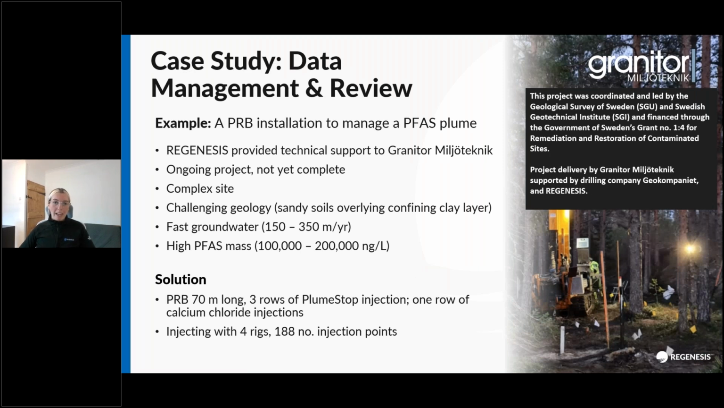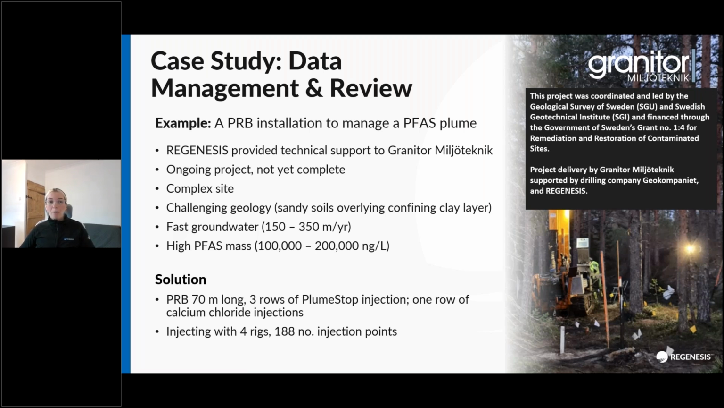So I'll move on to a case study now. To emphasize the importance of data review and management, I'm going to briefly talk about this live site, which is an ongoing project and isn't complete yet. And this is a PFAS remediation demonstration project located on a fire training ground in Sweden.